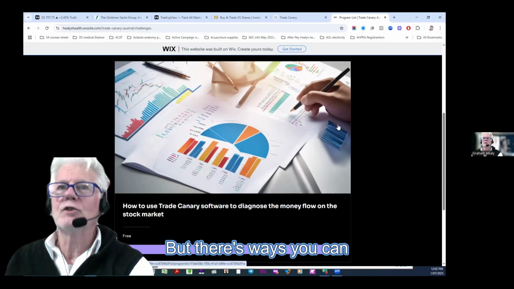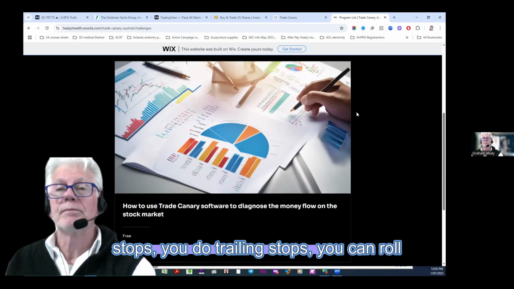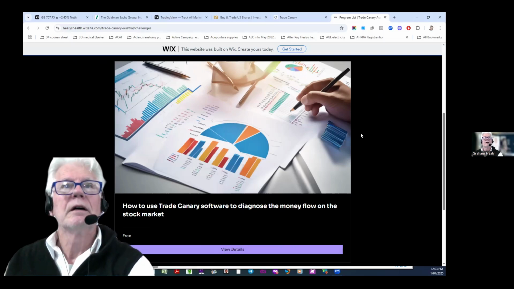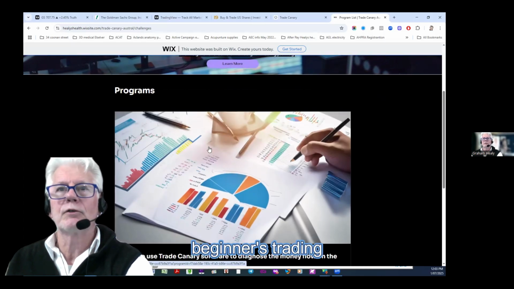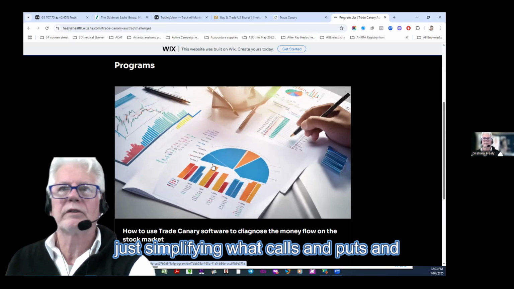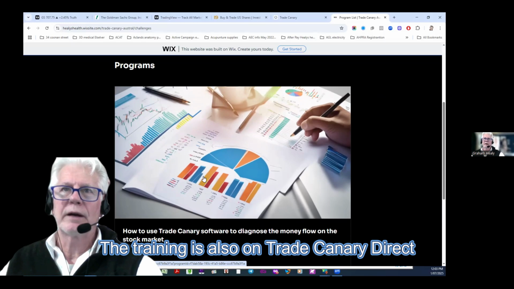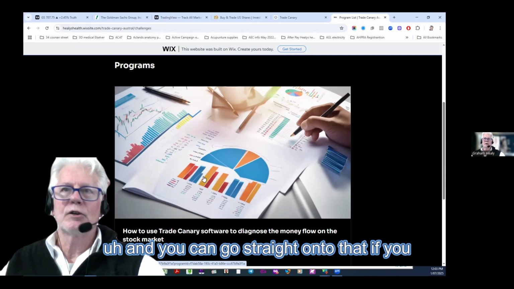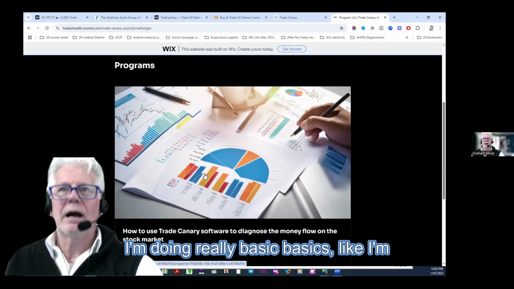But there are ways you can conserve the profits, such as stops. You do trailing stops. You can roll the trades. I won't go into that right now. But anyway, regarding this, I'm doing a basic beginner's trading course, simplifying what calls and puts are. The training is also on Trade Canary direct, and you can go straight onto that if you wish, or you can do mine. I'm doing really basic stuff.